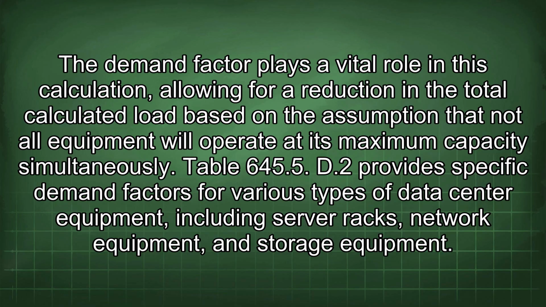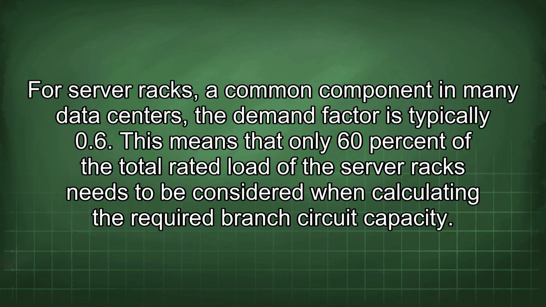Table 645.5 D2 provides specific demand factors for various types of data center equipment, including server racks, network equipment, and storage equipment. For server racks, a common component in many data centers, the demand factor is typically 0.6. This means that only 60% of the total rated load of the server racks needs to be considered when calculating the required branch circuit capacity.